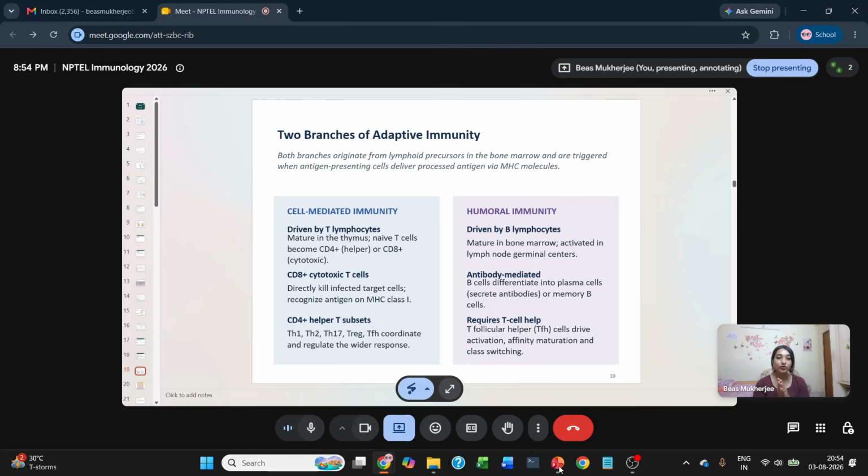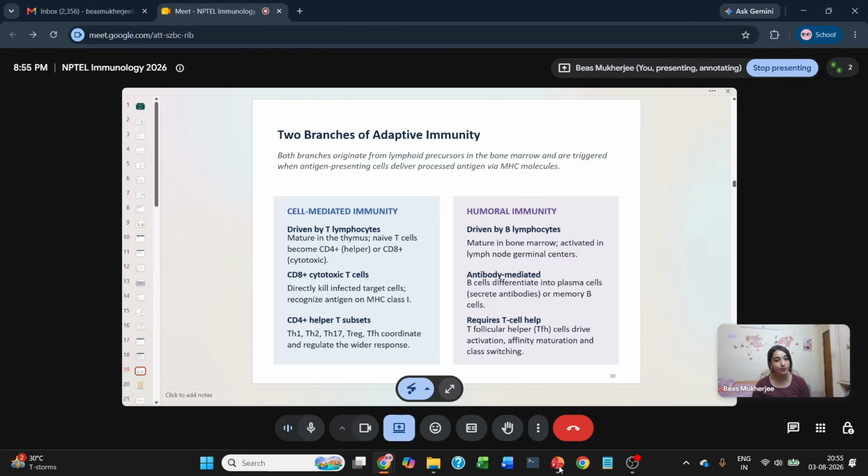CD8 receptor containing cytotoxic T cells directly kill infected target cells. These can be virus infected cells, tumor cells or diseased cells, and they are recognizing the antigens that are presented by MHC class 1 molecules. CD4 cells are helper T cells, and they have a wide variety of subsets: TH1, TH2, TH17, Treg, and TFH. TFH is the follicular T helper lymphocyte. This coordinates the activation of B cells. All of these are basically helping out at different stages.